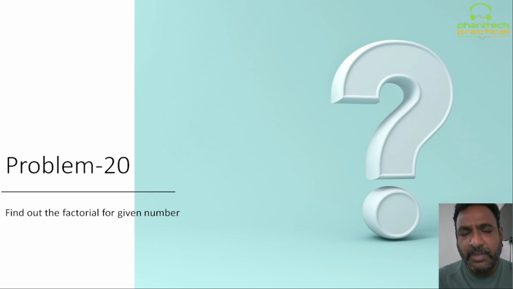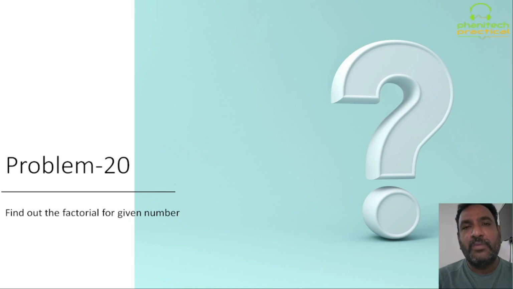For example, if I am taking the n value of 5, so 5 into 4, and 4 into 3, 5 into 4 into 3 into 2 into 1. That means each and every time the n value is reduced by 1, and in between you have to find out the factorial value. So you need two variables. One is n and the next one is factorial.